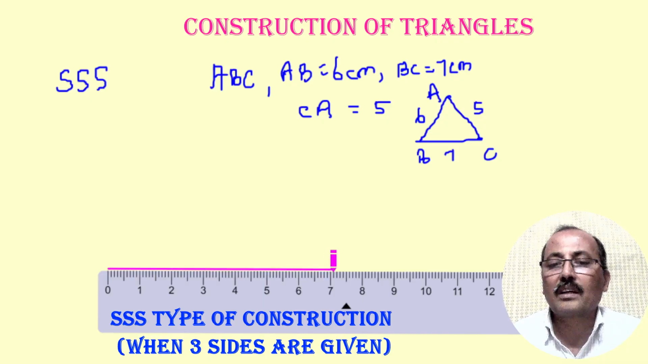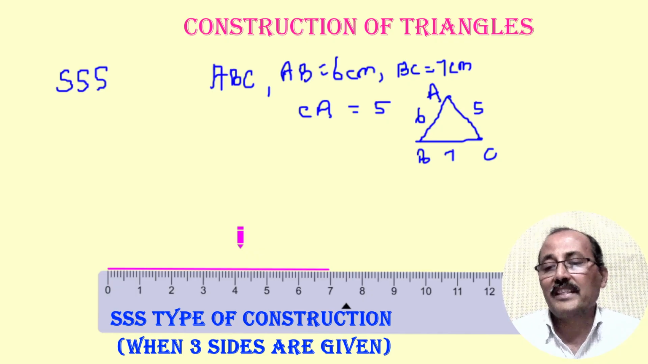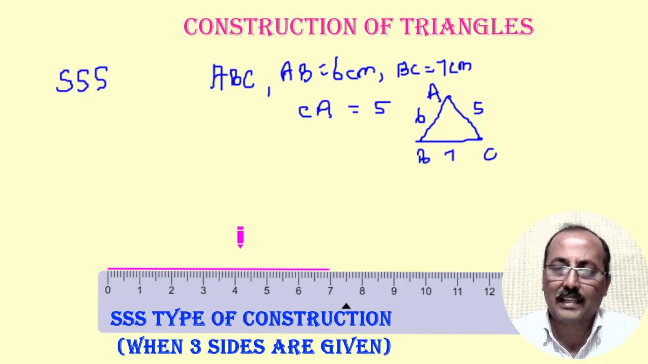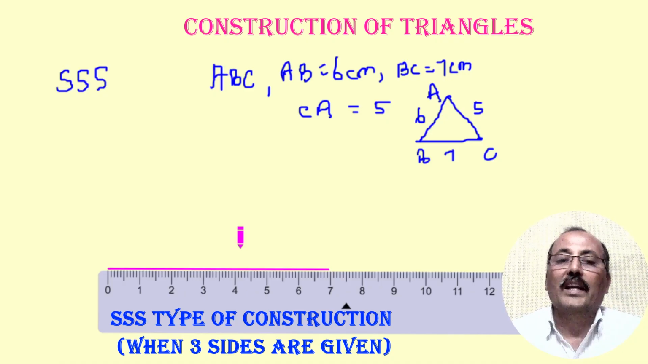Why is it bigger for me? Because I cannot show more than that. If it goes 14 or 15, here I cannot show. But you can construct, and they can ask in the paper up to 15 centimeter only. The width of the paper will be 15 to 20 centimeter. Up to that only they can ask. A larger triangle, no need to worry, it cannot be asked. The length will be properly given.